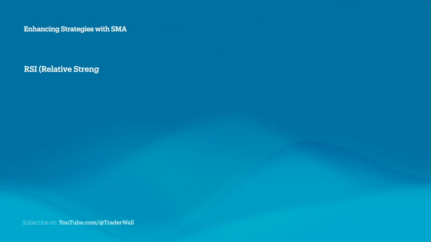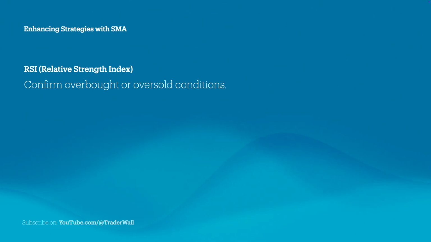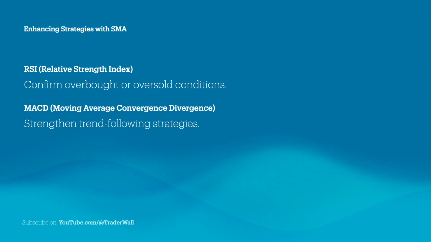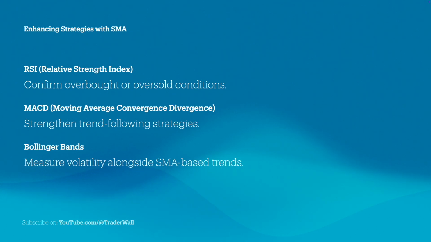Enhancing strategies with SMA. SMA works best when combined with other indicators. RSI, Relative Strength Index. Confirm overbought or oversold conditions. MACD, Moving Average Convergence Divergence. Strengthen trend-following strategies. Bollinger Bands. Measure volatility alongside SMA-based trends. These combinations provide a holistic view of market conditions.